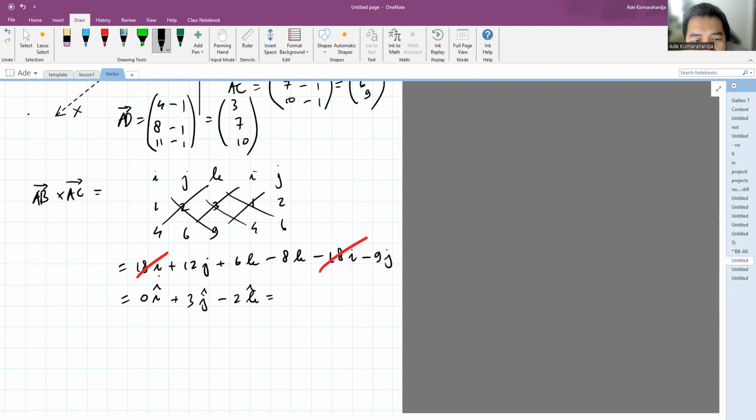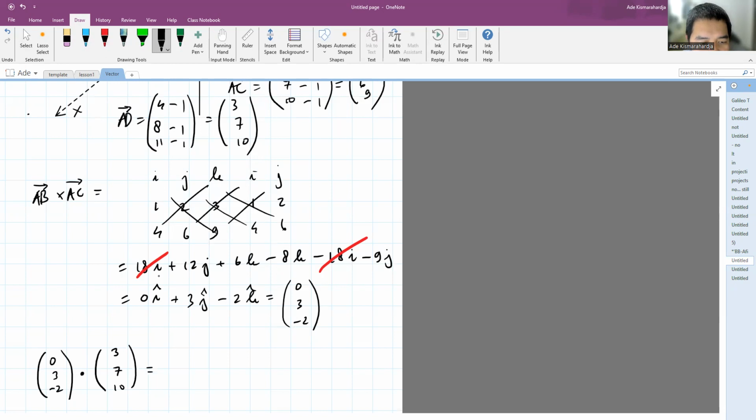So essentially, we got a three-dimensional vector with the first component equal to 0, and then the second one equal to 3, and then the last one is equal to minus 2. Now, what you do is you need to do a dot product between this vector with the last vector, which is AD. So that's 3, 7, 10.